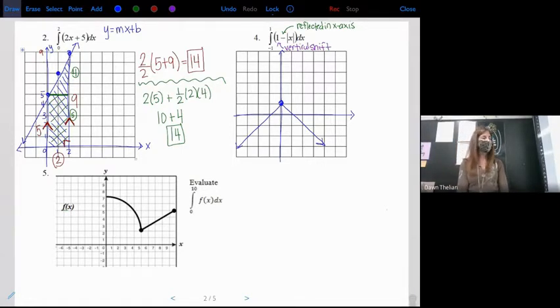What I love about this one is I feel like it's going to pull together the understanding of what that dx is. Dx means with respect to x. So when you're trying to create the shape, you're always going to utilize the x-axis as the bottom boundary. So it is this little triangle here.